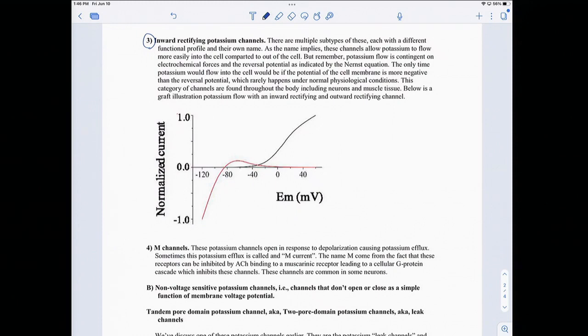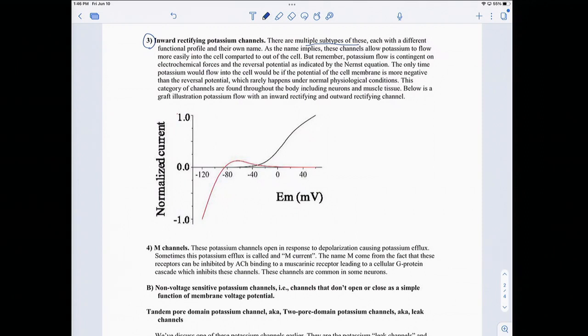it's rare that potassium would go into the cell, because it's rare for a cell membrane potential to be below the Nernst value, or the reversal potential, for potassium anyway. So the vast majority of the time, the inward rectifying potassium channels are going to be allowing potassium to leave the cell as opposed to coming into the cell. There are many, many subtypes of these, of course, each having different characteristics.